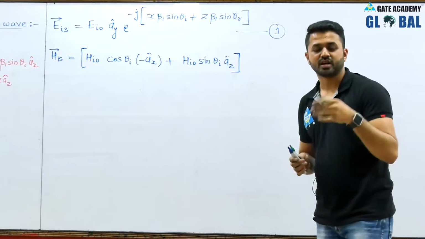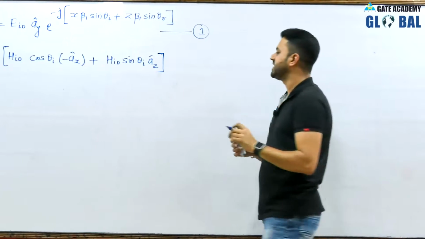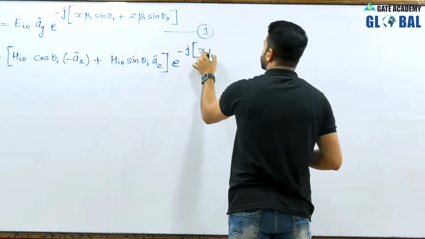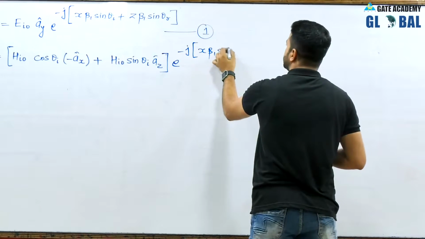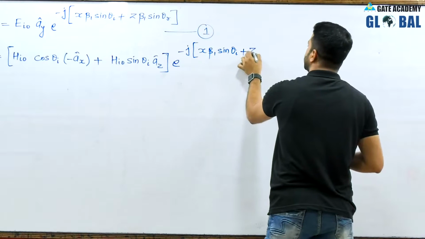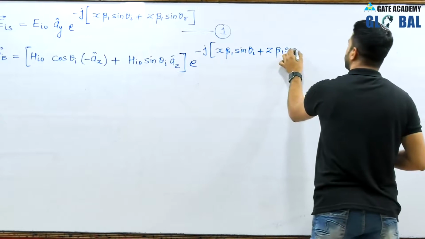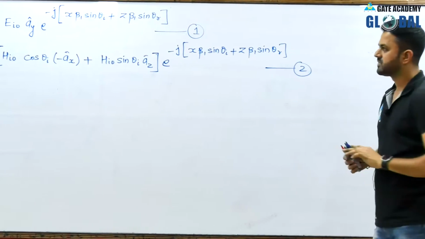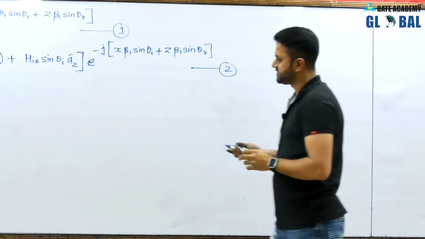Now because we are talking about the incident wave, the incident propagation vector will remain the same. So e to the power minus j, x beta 1 sin theta I plus z beta 1 sin theta r. This is equation number 2. This is all about the incident wave.